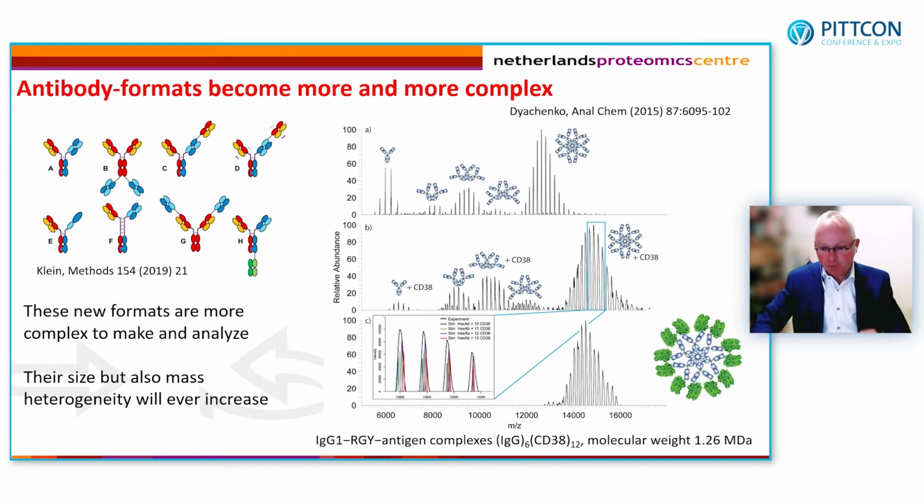Now, I don't go into the biology behind this, but I just want to show you that this Orbitrap with native mass spectrometry, with these extended mass range possibilities, can even measure masses of about 1.26 megadalton and really get accurate masses to also measure binding to the antigens, for instance.